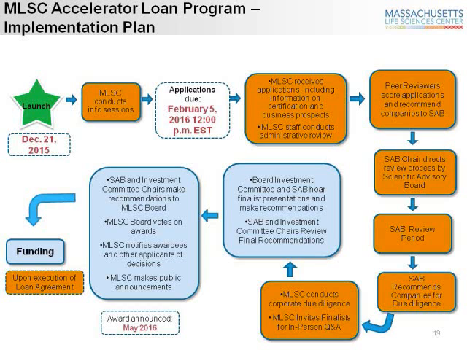After the applications are reviewed, we conduct an administrative review, and then we go to our peer reviewers who score the applications and make recommendations to our Scientific Advisory Board. At that point, the Scientific Advisory Board begins their review and discussion and selects those companies that they recommend for due diligence. At that time, companies are informed if they have been invited to due diligence.